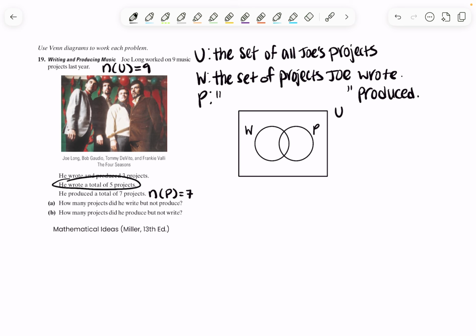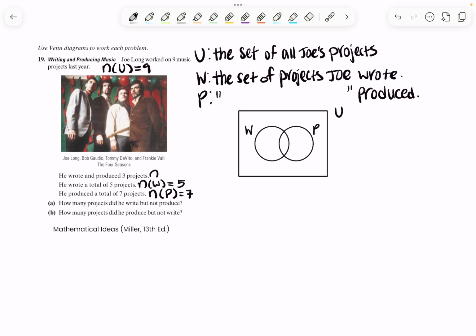Next, we have he wrote a total of 5 projects. So the number of projects that he wrote, so the projects that belong in set W, the number of elements in set W, is equal to 5. And finally, he wrote and produced 3 projects. That means that the number of projects that he both wrote and produced, so the number of projects that go in this section right here that belong to both sets, is equal to 3.